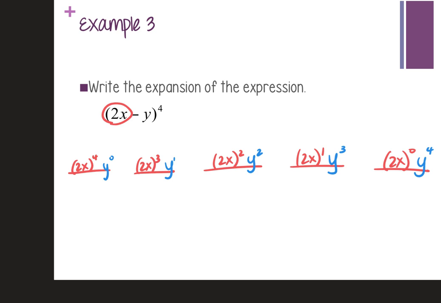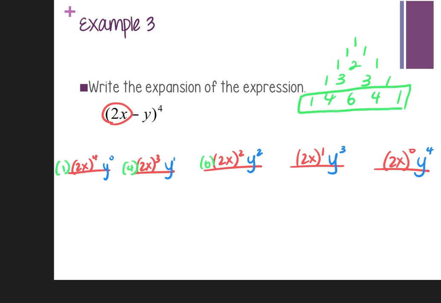And I'm going to finish it off with the binomial coefficient. I got to go to 4 this time. 1, 1, 1, 1, 2, 1, 1, 3, 3, 1, 1, 4, 6, 4, 1. That's the row I grab. So 1, 4, 6, 4, 1.